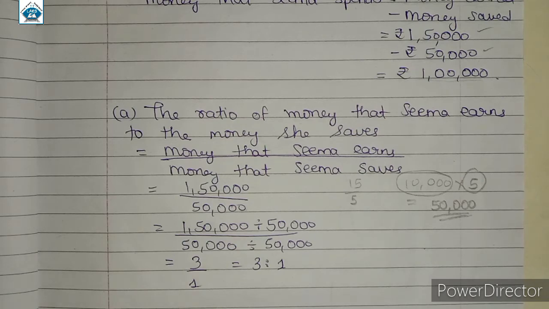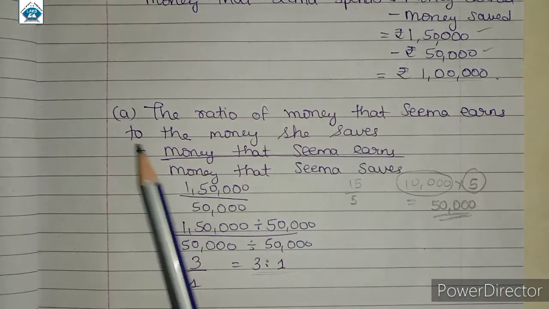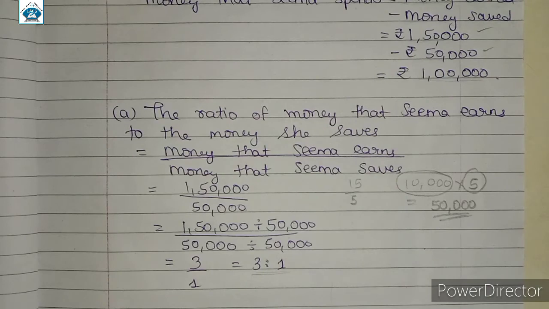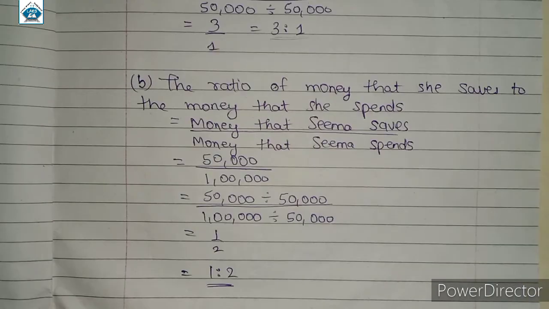जब large numbers होते हैं then you can use this trick in order to find the highest common factor if you find the regular method difficult. So here you have 50,000 as the highest common factor. So when you divide the numerator and the denominator you get the ratio as 3:1. Therefore the ratio of money that Seema earns to the money she saves is equal to 3:1.